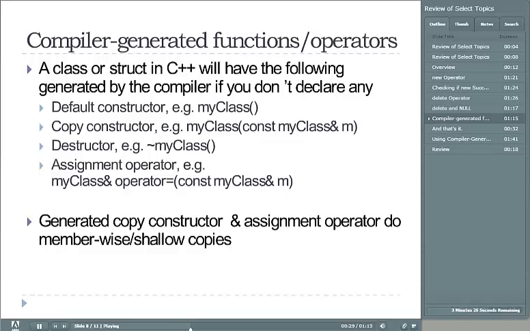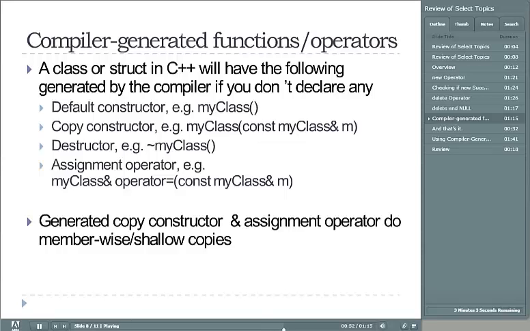functions for you. A default constructor, which is a constructor with no arguments, a copy constructor, which is a constructor that takes a reference to the same type of object, a destructor, which gets called whenever an object goes out of scope, or delete is called on a pointer to an object, and lastly, an assignment operator.